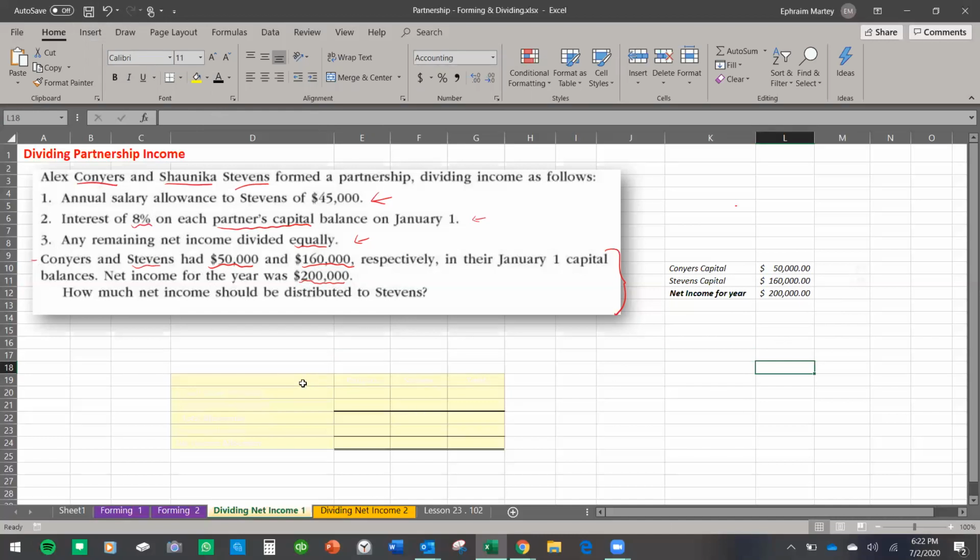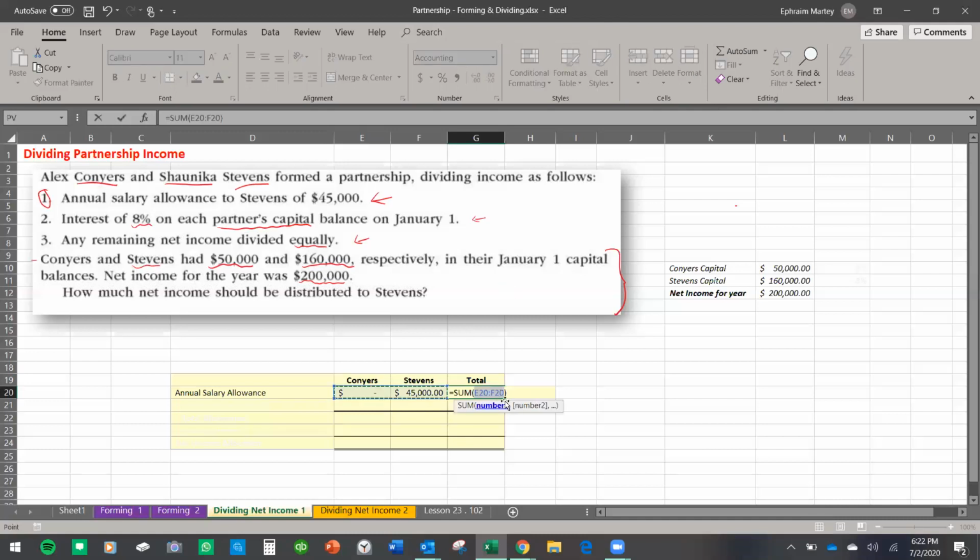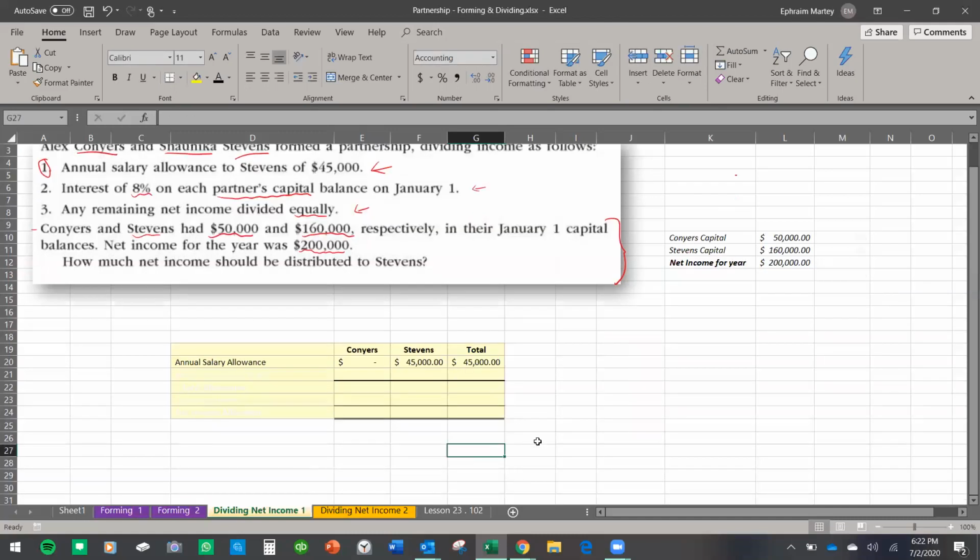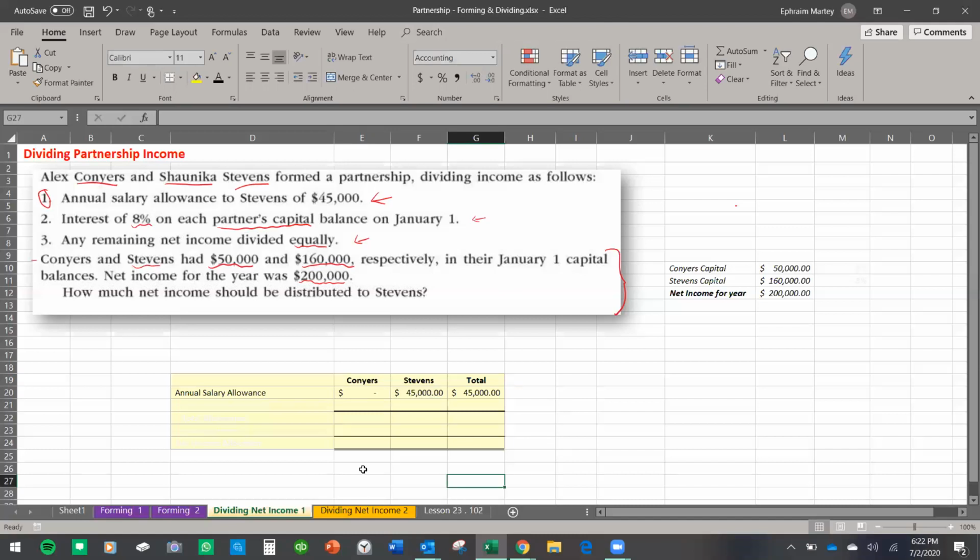So I have my schedule here where I'm going to list Conyers and Stevens, and then share the income according to the agreement. Agreement number one: what did they agree to do first? Annual salary to Stevens, 45,000. Annual salary is only to Stevens, so Conyers doesn't get any annual salary, his is zero. Now, what is the total? The total is 45,000. Good.